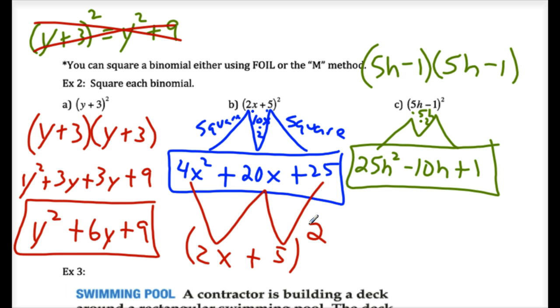That's just how you get back. Well, that looks pretty easy. What's the square root of 4x squared? 2x. What's the square root of 25? Welcome to the W method. Why do we have to start doing that? We'll get to that later.